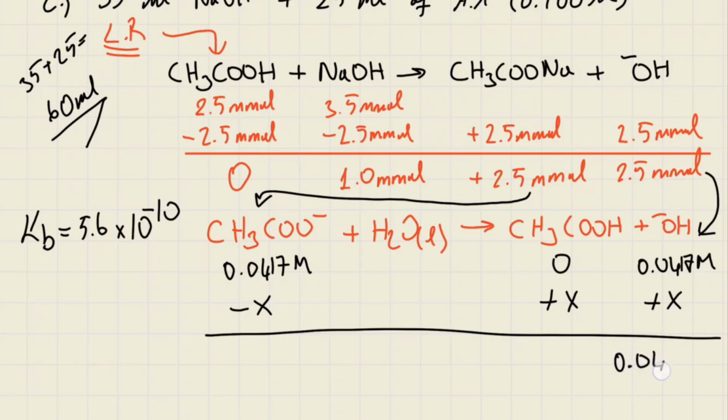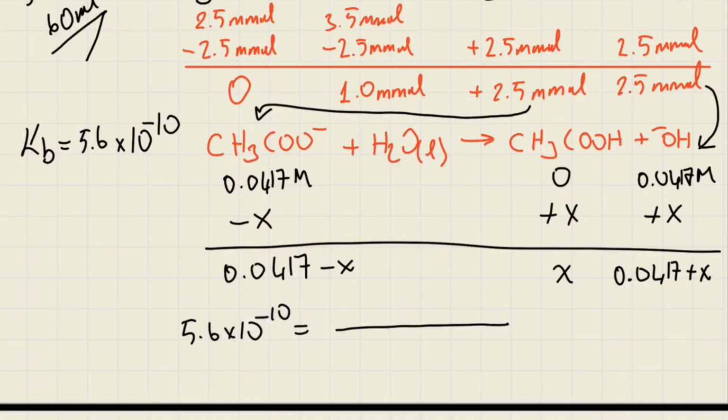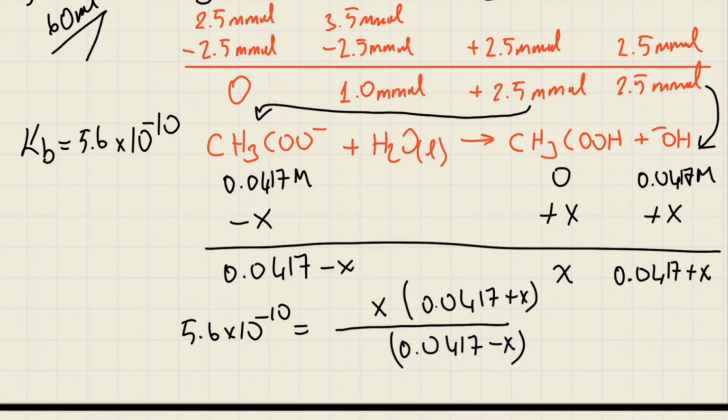So 0.0417 plus x. So we have x here. So if we write the KB, it will be something like that. So definitely these x's will be very small. I think we can neglect them. And this x will be around 10 to minus 8.